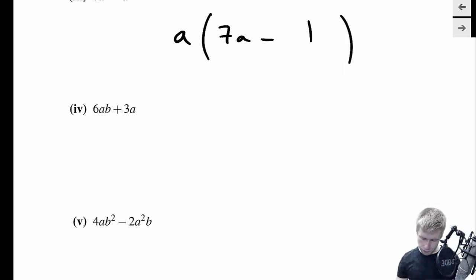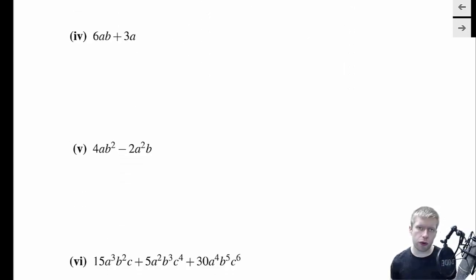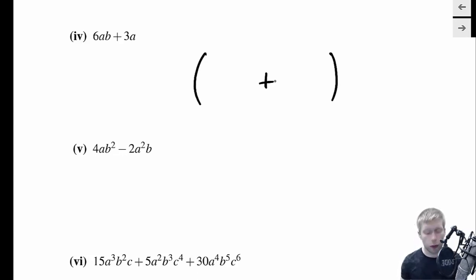Okay, perfect. So 6ab plus 3a. So let's set my bracket up just like before. Keep my sign the same in the middle. And I say, right, what is common to both these things? Well, there's a number in common now. There's a 3. So I'll pull a 3 out. But there's also a letter as well. If you have a look, there's an a in this term, but also an a in this term. So there's a 3a in common to both of these terms.